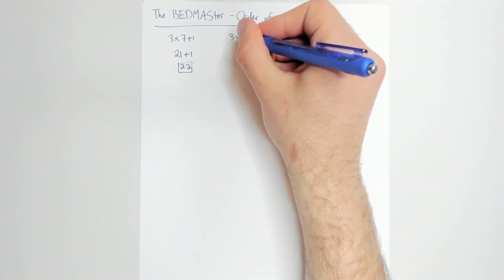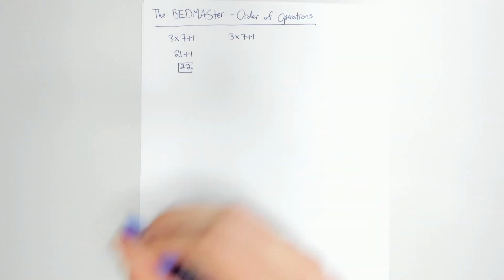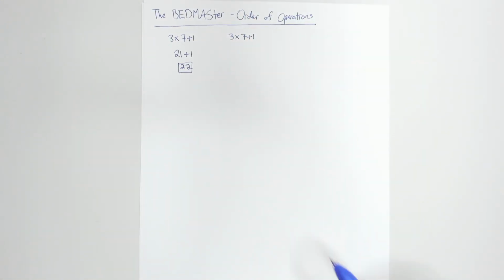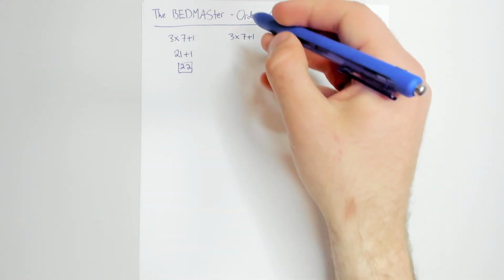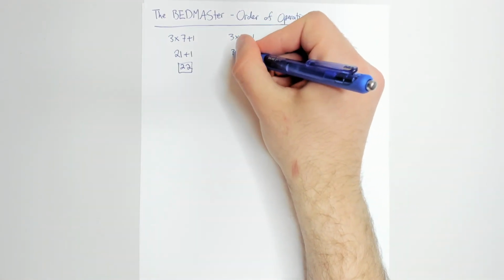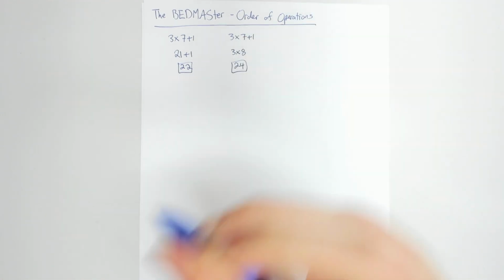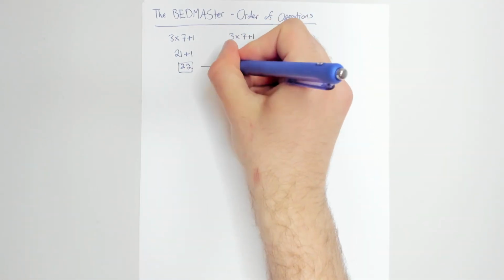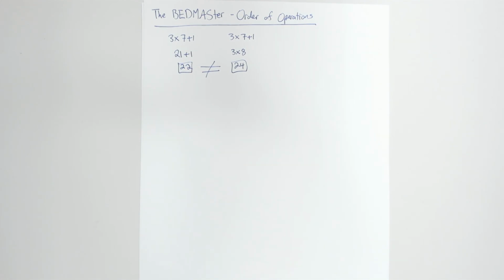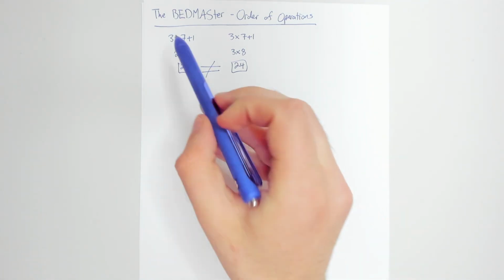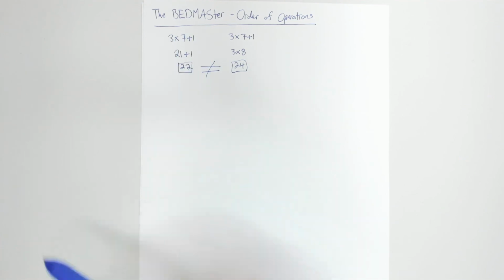But let's say instead, I was feeling a little silly, and I'm like, okay, I want to do addition first. Why not? So 7 plus 1, that gives me 8. So then I do 3 times 8 and I get 24. Notice something. We do not get the same answer, right? So essentially, the problem arises because I did these operations in a different order. And sometimes when you do operations in a different order, you're going to get a different answer.